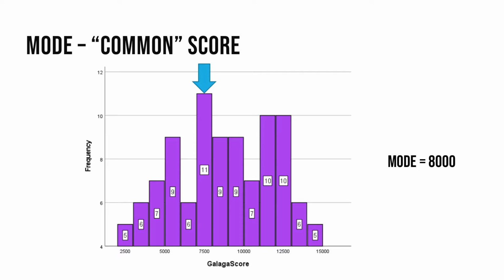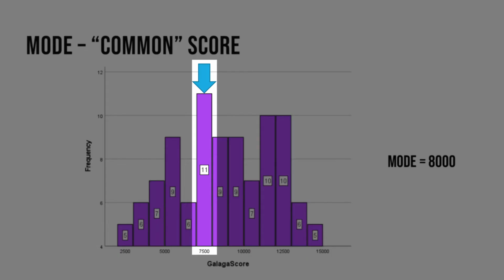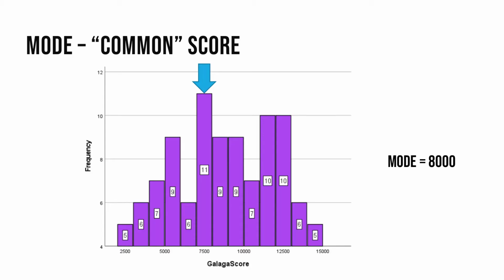The third and probably least useful measure of centrality is the mode. The mode is the most common score, and it is easy to find in a histogram. It's represented by the tallest bar. In our sample, the mode is right around 8,000 points. Symmetrical distributions usually only have one mode, but some distributions can have multiple modes, which don't have to be near the center, and that makes the mode one of the more confusing measures of centrality.